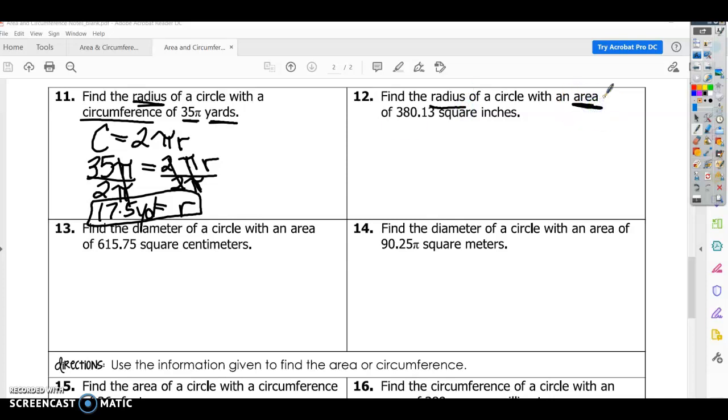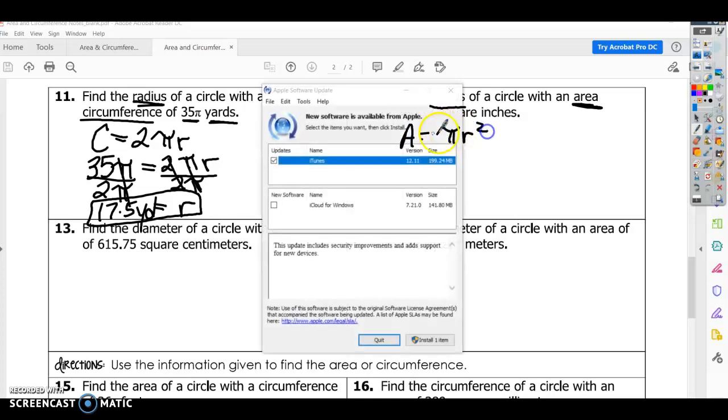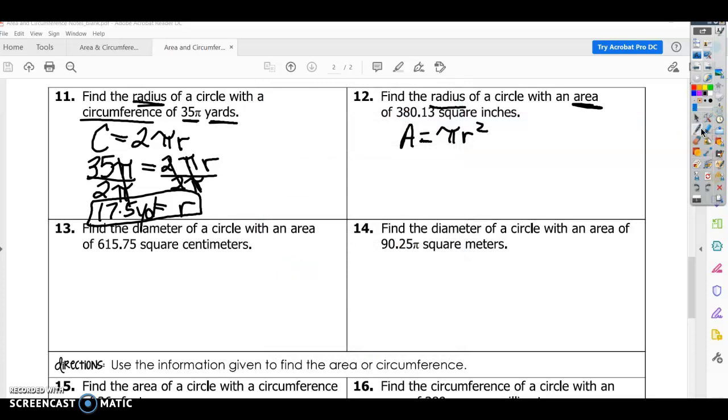All right, number 12 says find the radius of a circle with an area. This time we're given the area of 380.13. All right, so if you remember, area is pi r squared. And so now we're going to put the area in for the formula. And when we do that, we're going to put 380.13 is equal to pi r squared. Now we can divide both sides by pi. So we have r squared equals, and then 380.13 divided by pi is 121.